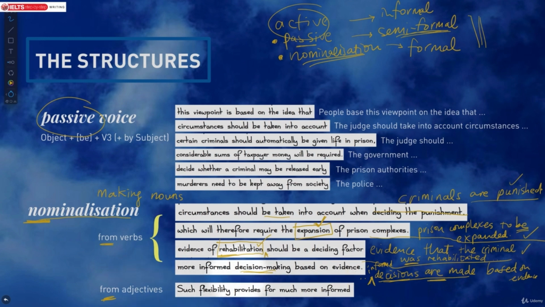So let's do this one over here on the left. Decision, make a decision, let's say, comes from the verb to decide. So people should decide what to do. People should make decisions about what to do. This one is the option to take if you want to sound more academic. Okay, and now sometimes they're formed from adjectives, like the word flexibility comes from the word flexible. So such flexibility provides for much more informed decisions.